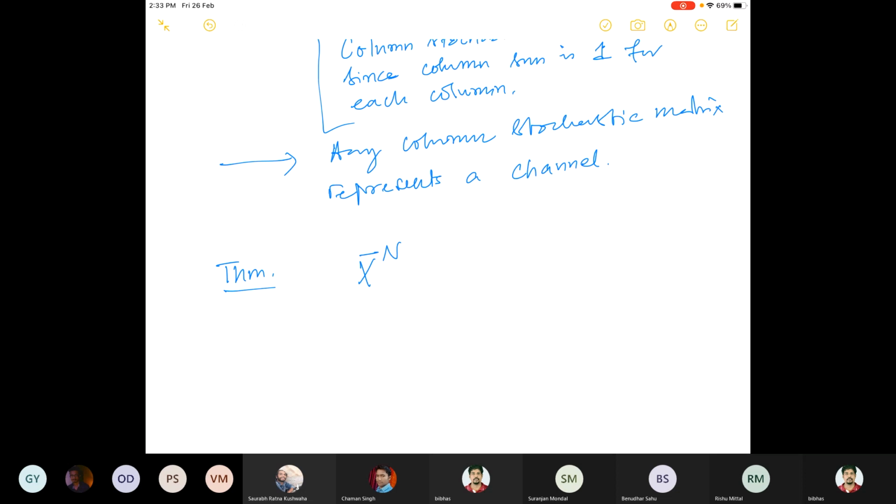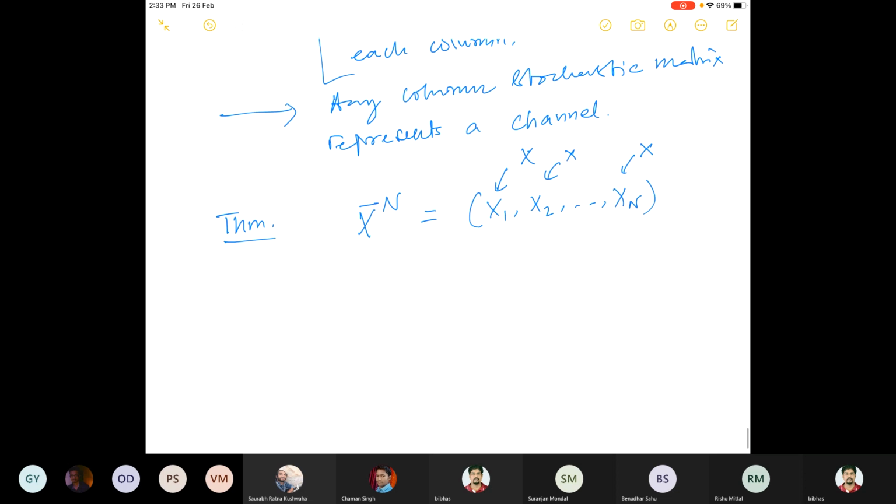But for the time being, just assume that it is any capital N. So this is nothing but x1, x2, up to xn, where the input random variable x is a copy of this x, and it is an n-tuple of this x. You can say it is the input, or the source sequence. Any source sequence of length capital N is this, so we can treat this as a random variable. And similarly, we have yn, because for each input we'll have an output: y1, y2, up to yn.